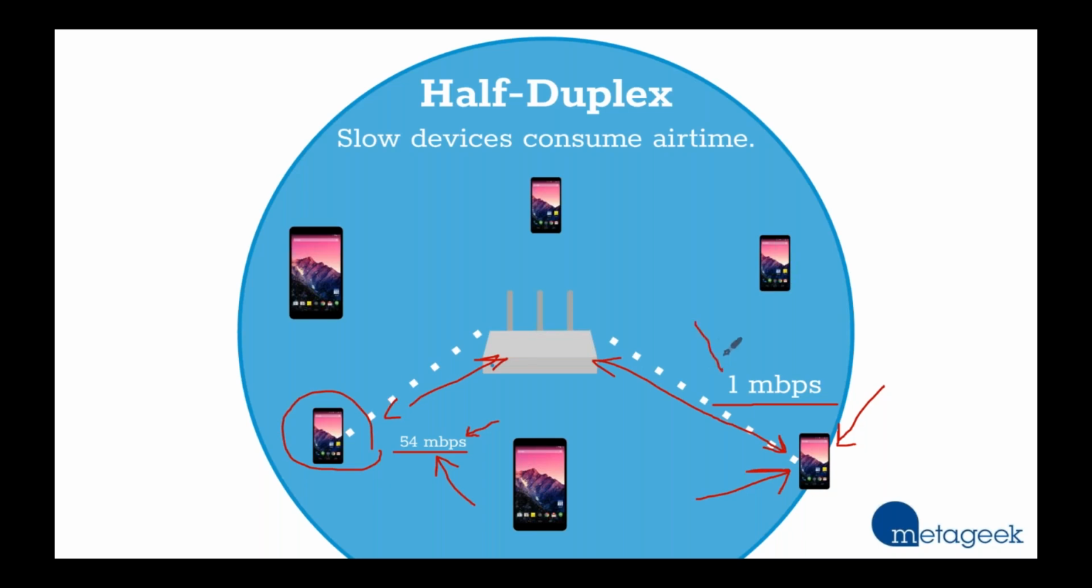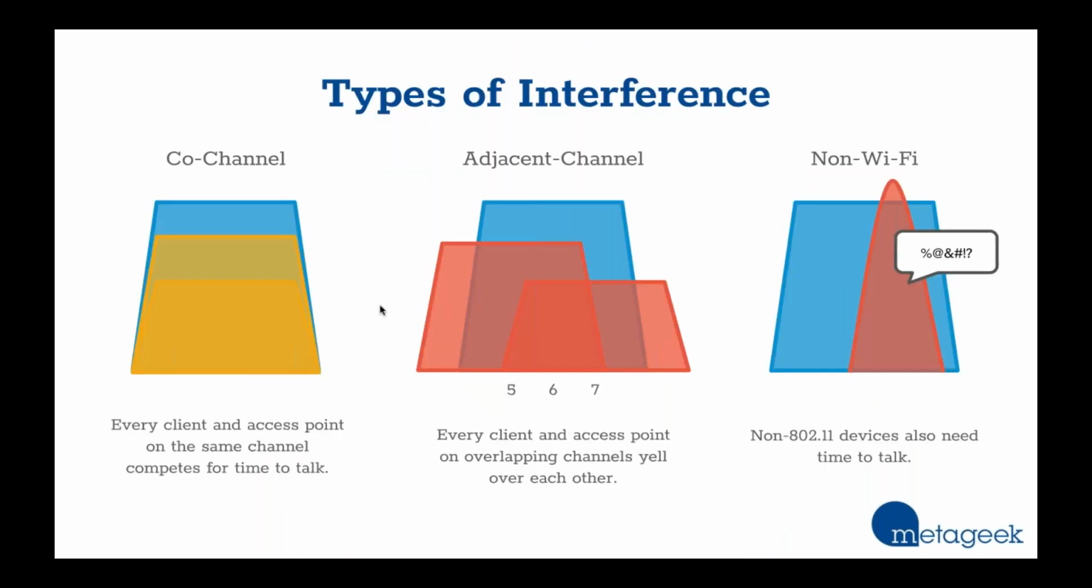That's exactly what happens when devices have to fall back to slow data rates. They become the slow kid in the classroom, and they put everything on hold until they're done transmitting. So we have to think about speed as well when we think about the half-duplex nature of Wi-Fi. We have to think of a lot of different things, and speed is definitely a prime consideration.